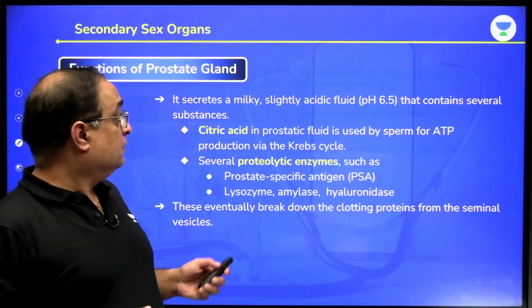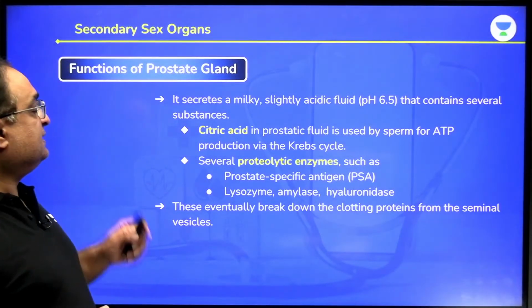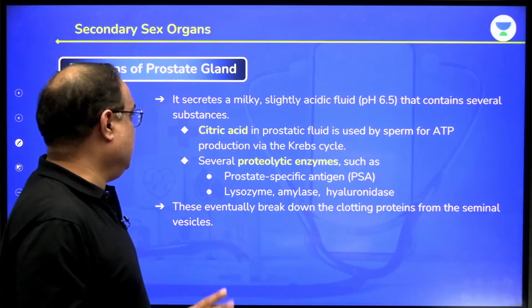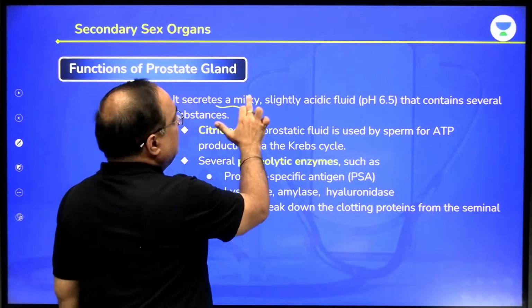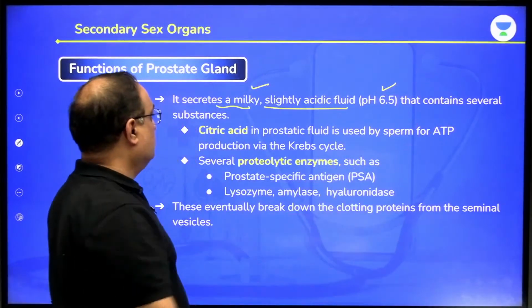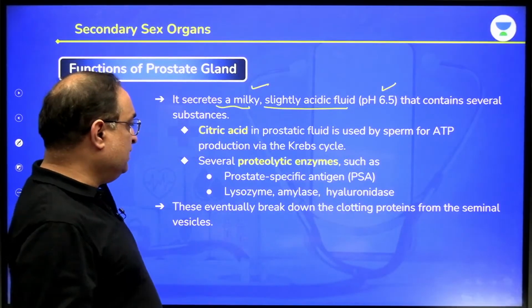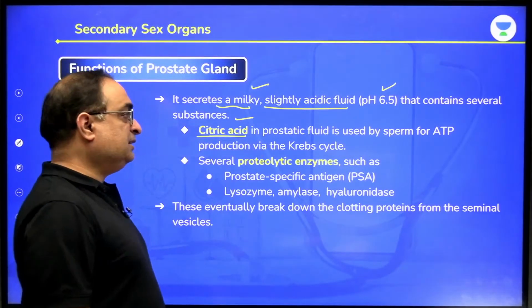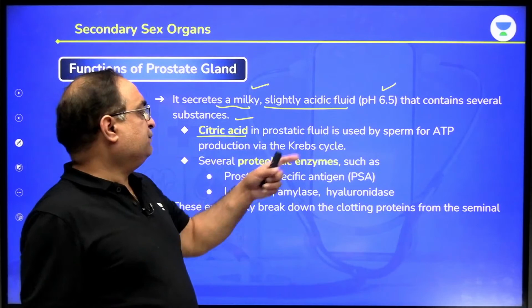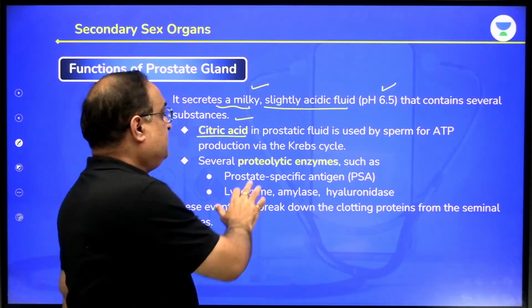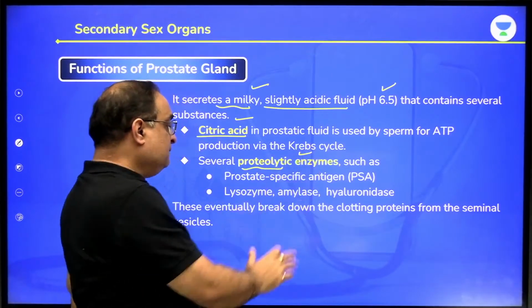Okay. Next, what are the functions of the prostate? What are the different things secreted by the prostate gland? It is secreting a milky, slightly acidic fluid, pH 6.5. That acidic fluid has so many things. It has citric acid that is also used by sperm for ATP production via the Krebs cycle. Okay. Then there are certain proteolytic enzymes.